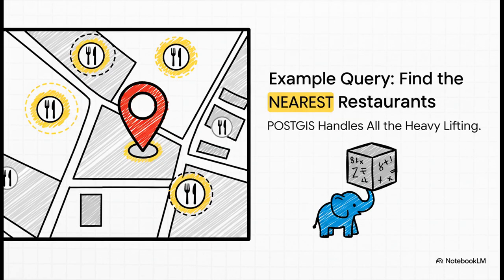And here's where the magic happens. A developer doesn't have to write a bunch of complicated math. They can just write a query that basically asks a simple question like, hey, find the 3 restaurants that are closest to this exact spot in Mumbai. PostGIS handles all the complex geometry in the background. It's an absolute game changer.